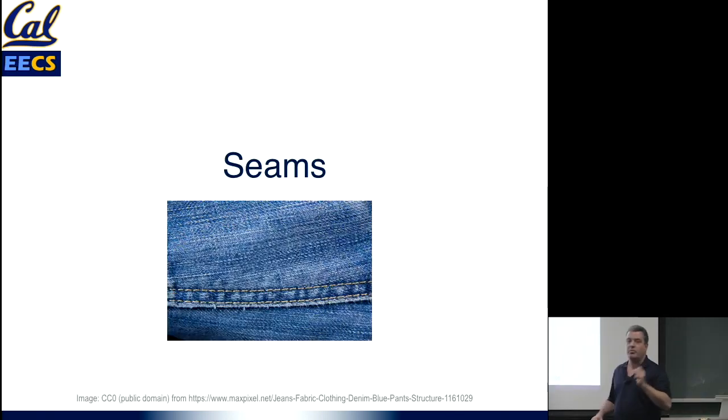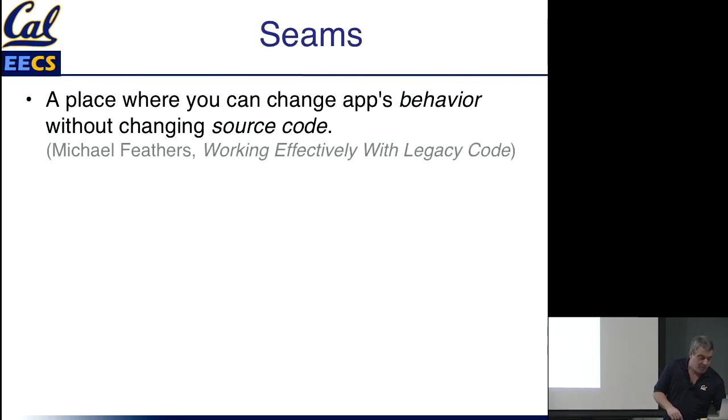Seams. Remember seams. Because seams is how we do the dependency breaking that allows us to get a little further in this test. What is a seam? A seam is a place where you can change something about the behavior of your app without changing the source code of your app. This is from the best book ever on working with legacy code, by the way.